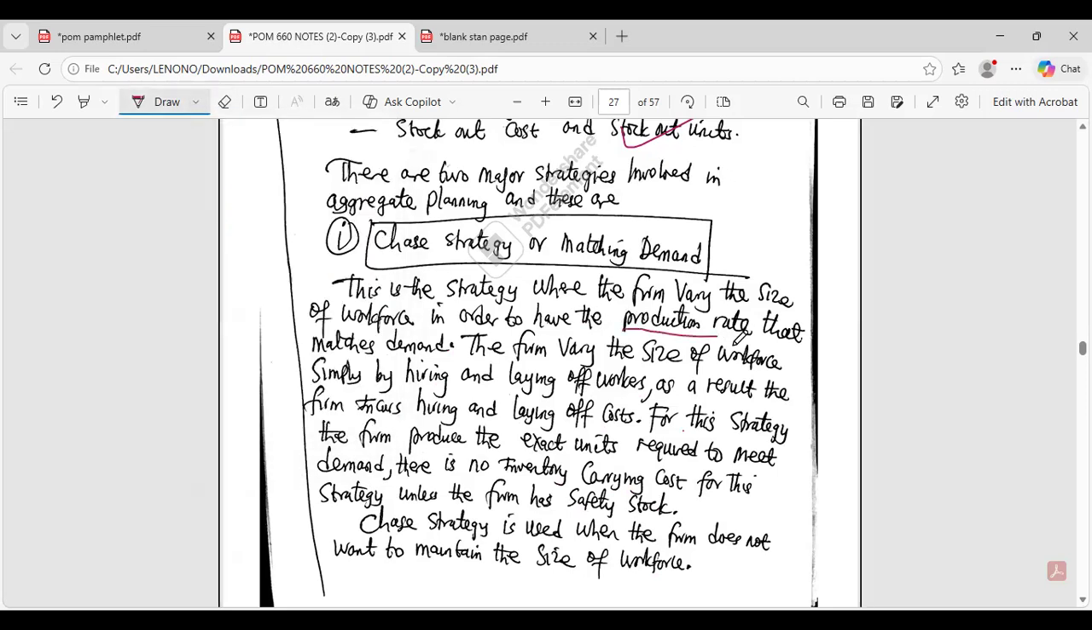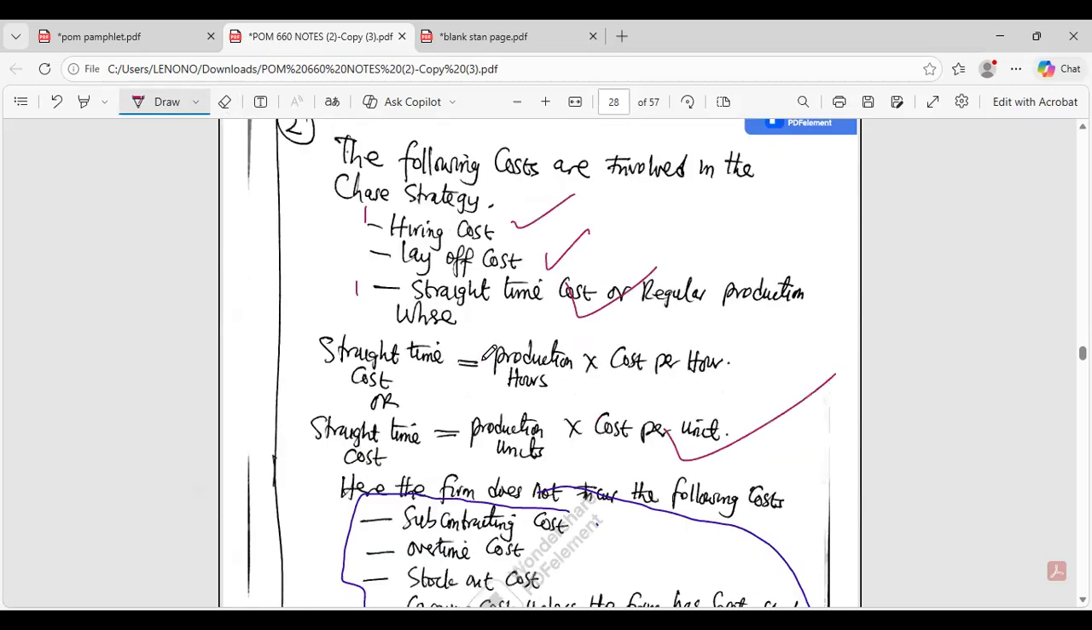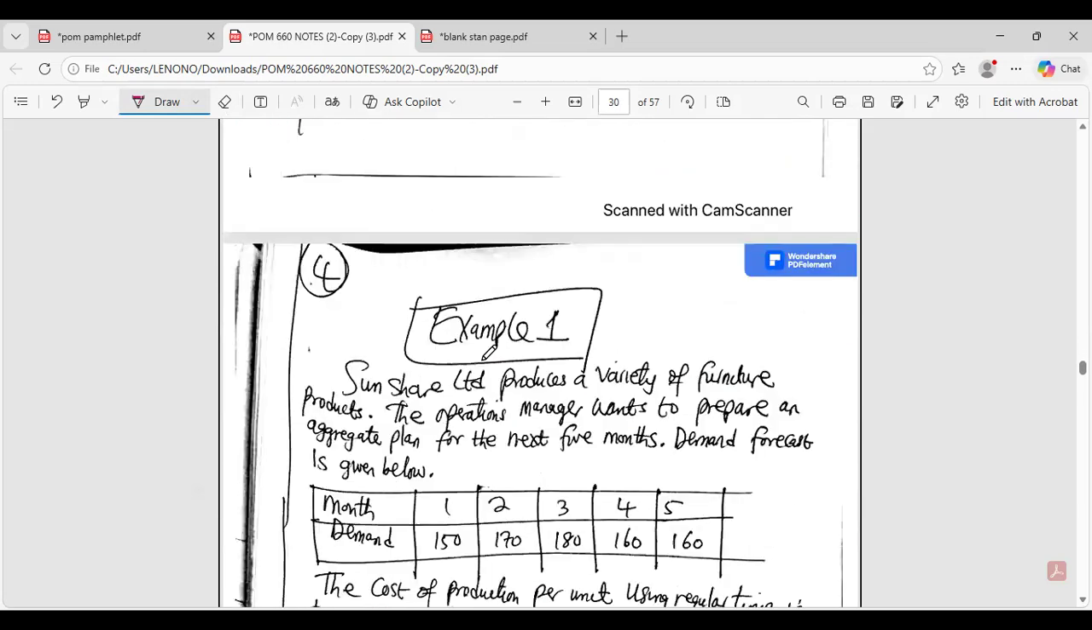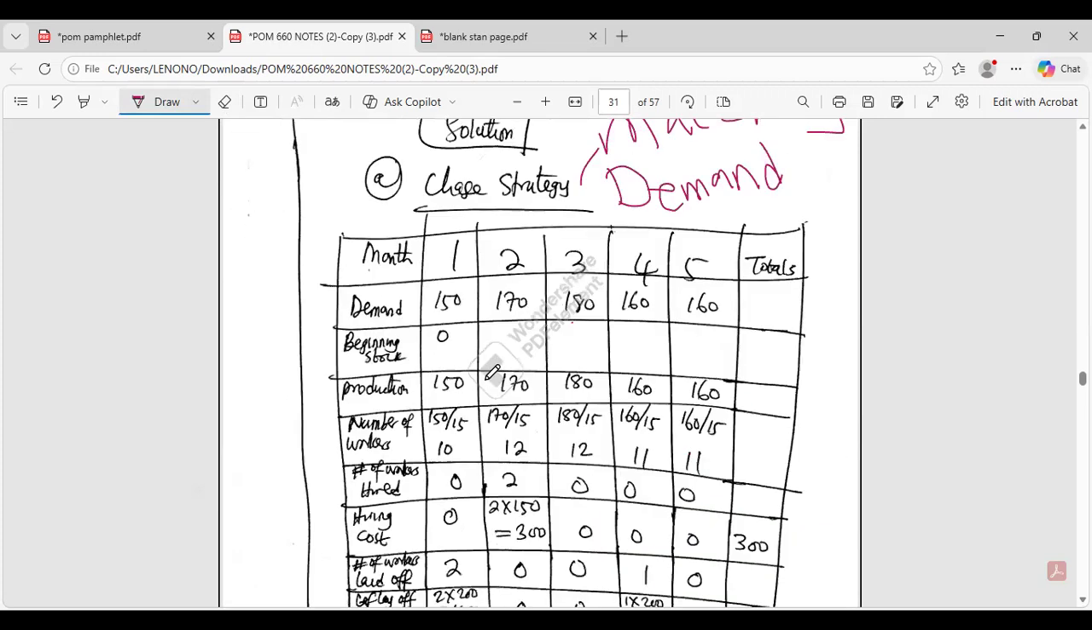Chase will produce to match the demand. We match the demand; we are not yet into the level strategy. So here you're going to produce the 150 units. Since you have nothing, you have no units here, you have 0. You're going to produce to meet demand, so what you are going to produce will be 150 units. I don't know if you understand my point now.